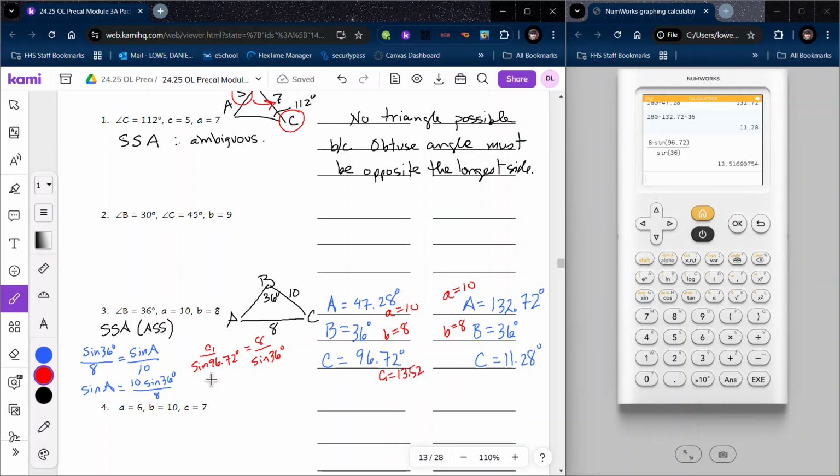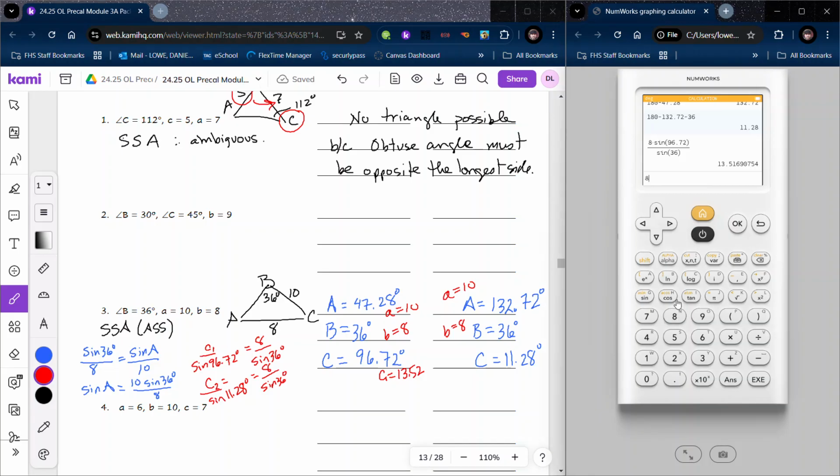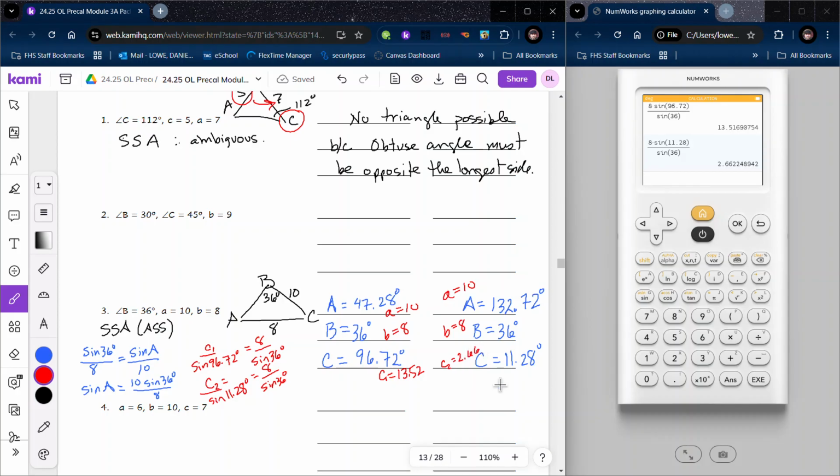And C2, I know the ratio of C2 to the sine of 11.28 degrees must be equal to 8 over the sine of 36 degrees, once again using the law of sines or the sine rule. So we've got 8 sine 11.28 divided by the sine of 36, and that gives me 2.66. So the other possibility is that I had a side length of 2.66. This situation we call the ambiguous case.